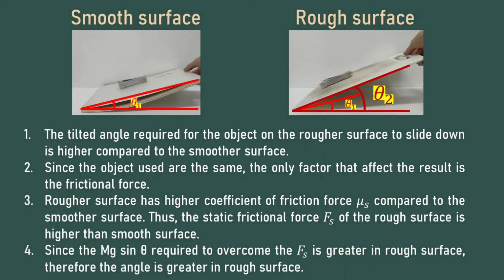Since the mg sin θ required to overcome the static frictional force is greater on the rough surface, therefore the angle required for the object to slide down the surface is greater on the rough surface.